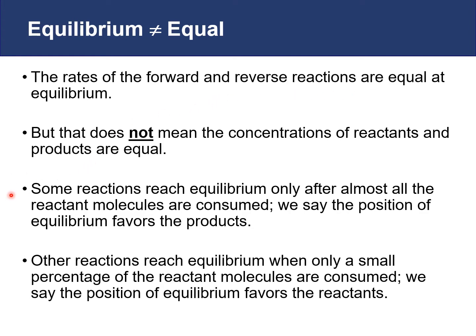So some reactions reach equilibrium only after almost all of the reactant molecules are consumed. We say that for those reactions, the position of the equilibrium favors the products. Other reactions reach equilibrium only when a small percentage of the reactant molecules are consumed. We would say that those reactions favor the reactants, or that the position of equilibrium favors the reactants. Still other processes have equilibriums in which neither the forward nor the reverse is favored, in which close to half of all the reactants are used up and converted into products.